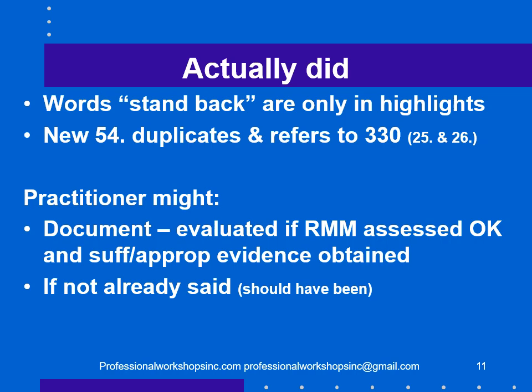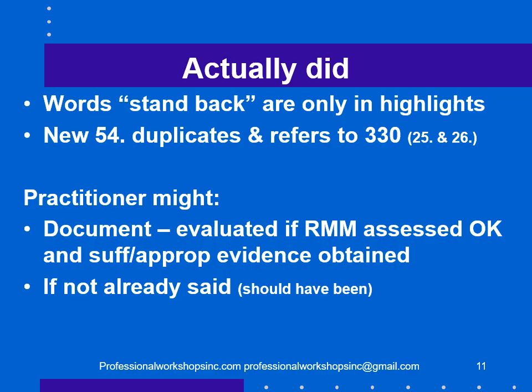I think it's kind of obvious that it means that you should assess if you've got risk of material misstatement assessed correctly, assess whether it remains correct, assess whether you've got sufficient appropriate audit evidence. But those words are only in the highlights, and they're nowhere else in the handbook. I think what they're talking about is new paragraph 54, which duplicates and refers to 330, paragraphs 25 and 26, which are arguably more complete in the context of reconsidering risk of material misstatement and considering if sufficient appropriate evidence has been obtained. I don't think this is actually a change.